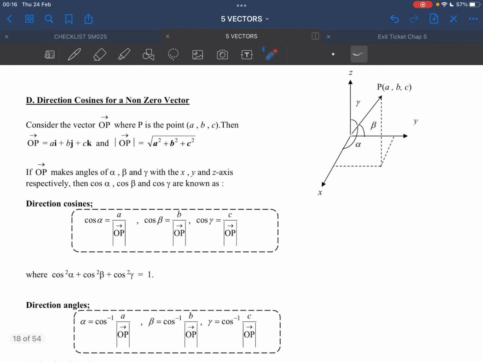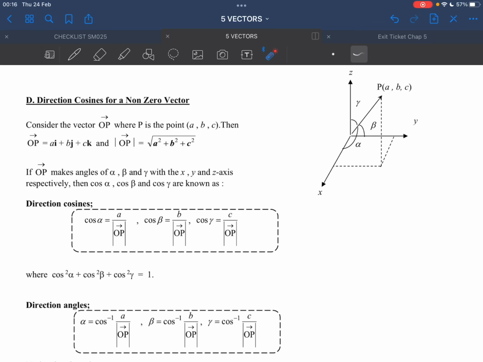So here we have the direction vector of OP as AI plus BJ plus CK. So this is the point P, represent it as ABC. And we have the magnitude of OP equals, you know the formula, square root of A square plus B square plus C square.